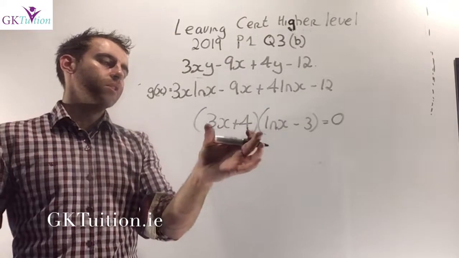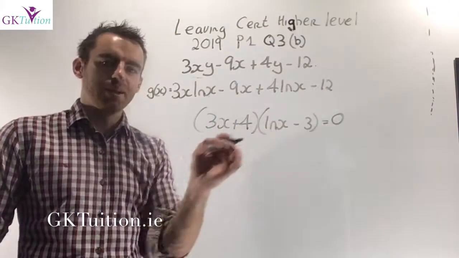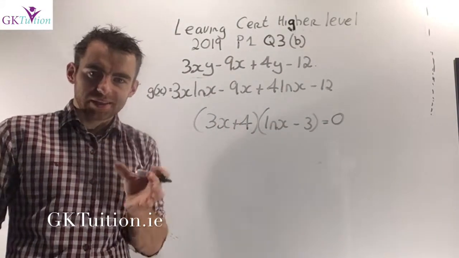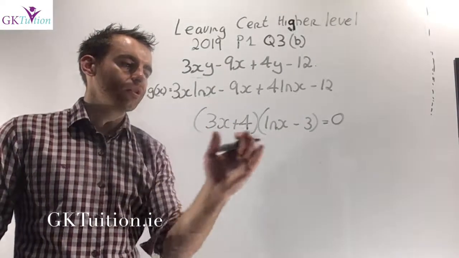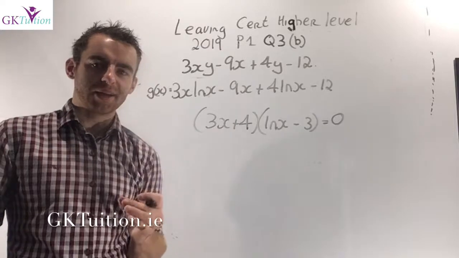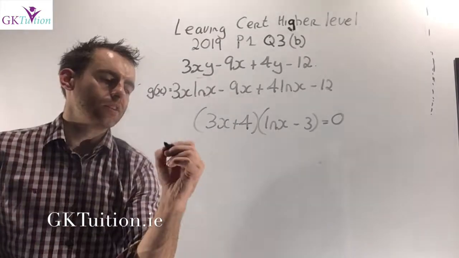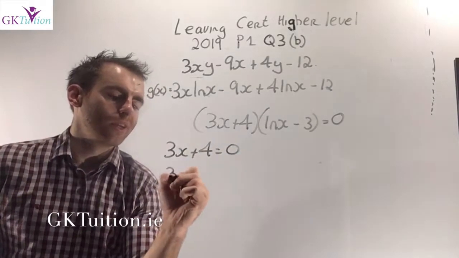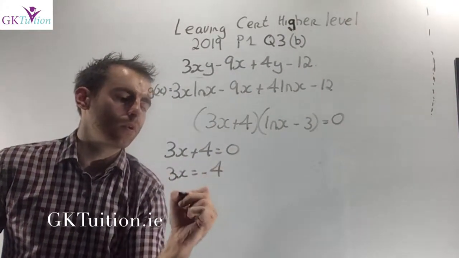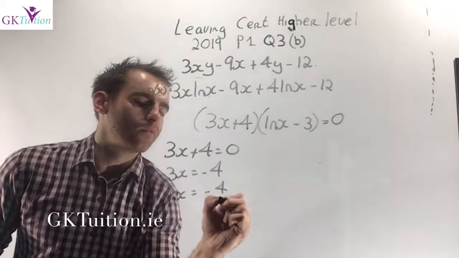So once it's equal to 0, now I just let each bracket equal to 0 and I solve it. The exact same as a quadratic. If you factorise a quadratic equation, when you get to the stage where you have 2 brackets, you just let each bracket equal to 0 and you solve it. So let's do that now. I can say that 3x plus 4 equals 0, so I can say that 3x is equal to minus 4, so I can say x is equal to minus 4 over 3.